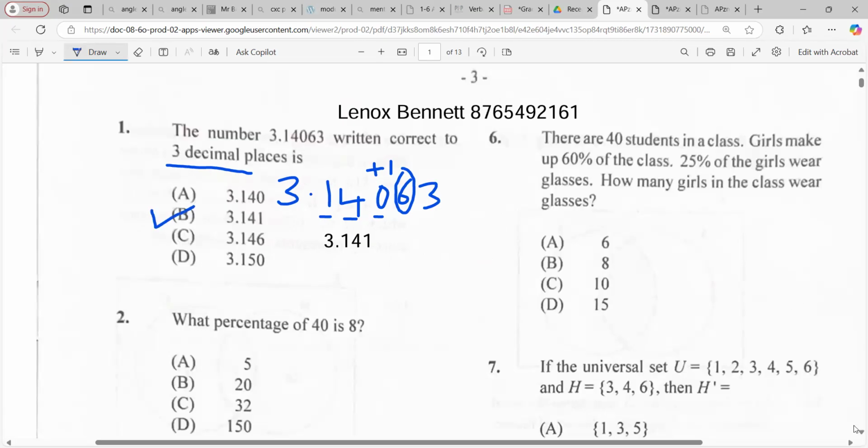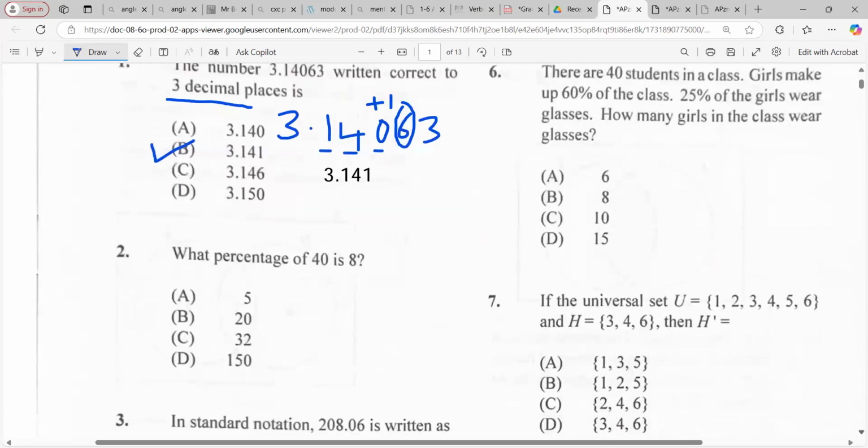All right, number 2 says, what percentage of 40 is 8?